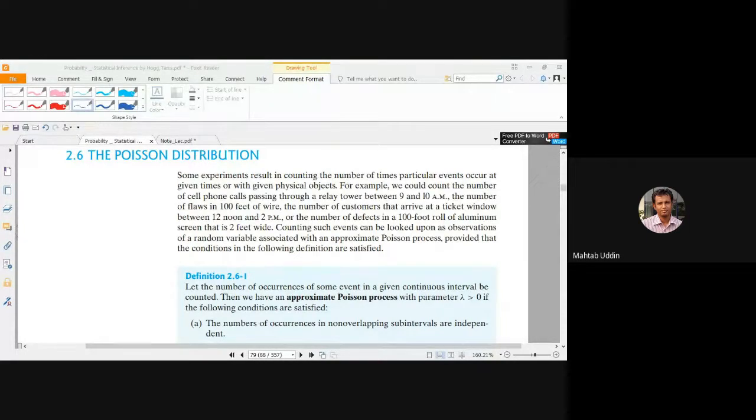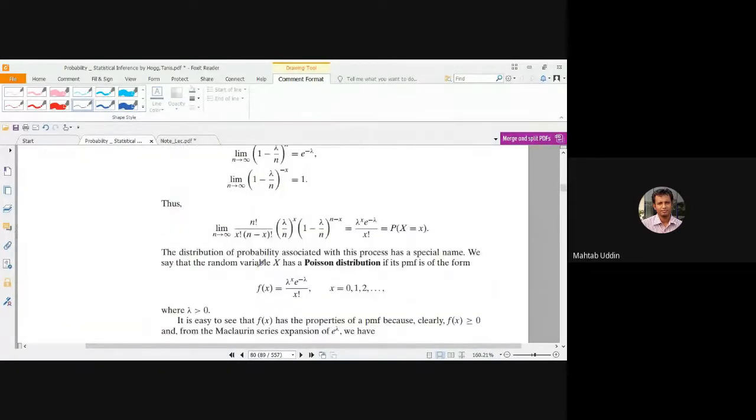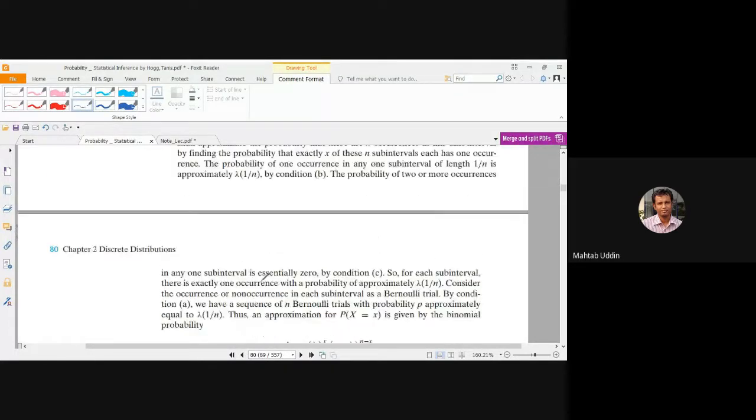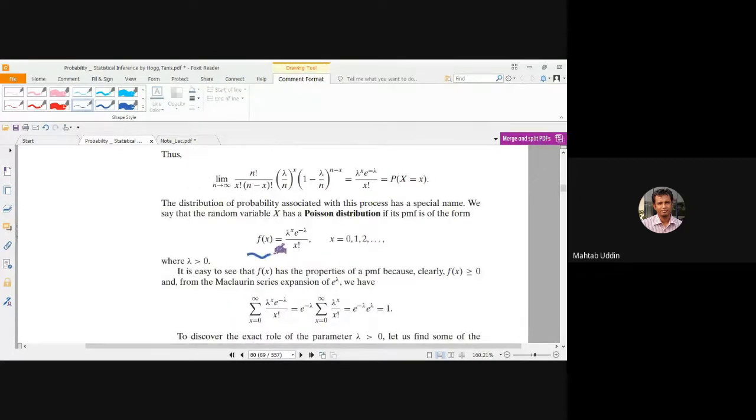So the Poisson distribution has some criteria. How the Poisson is derived, I think it's unnecessary. We are not going to derive it, we'll just use it. This is the PMF for the Poisson distribution. In case of the Poisson distribution, the number of trials n tends to infinity, that is, we have many chances to do. As n tends to infinity, the probability of success goes to 0.